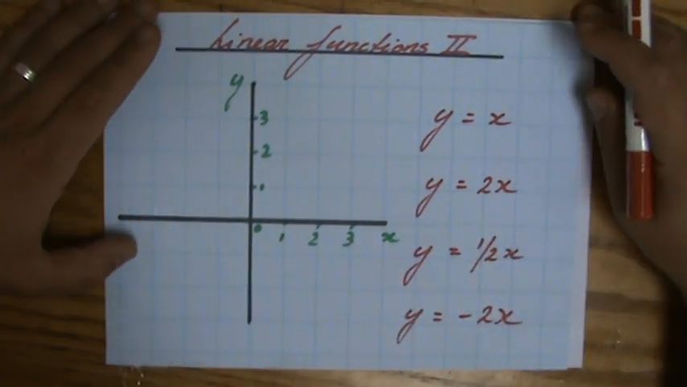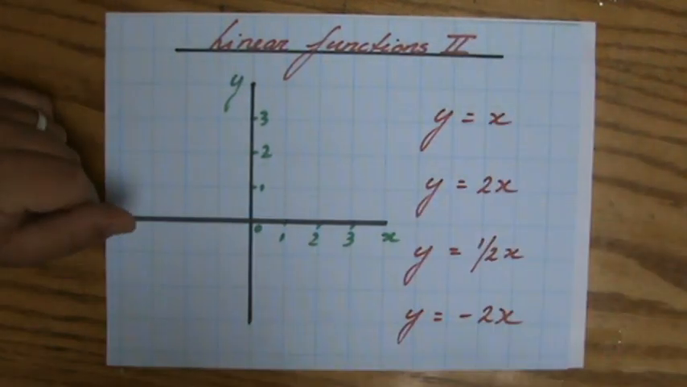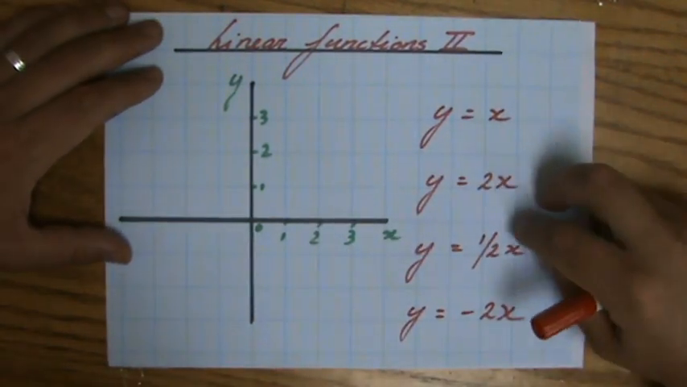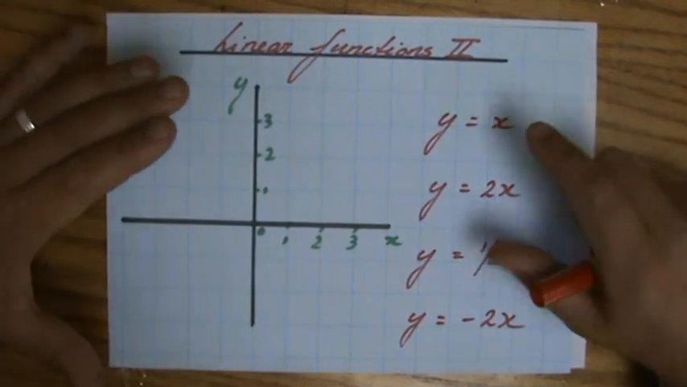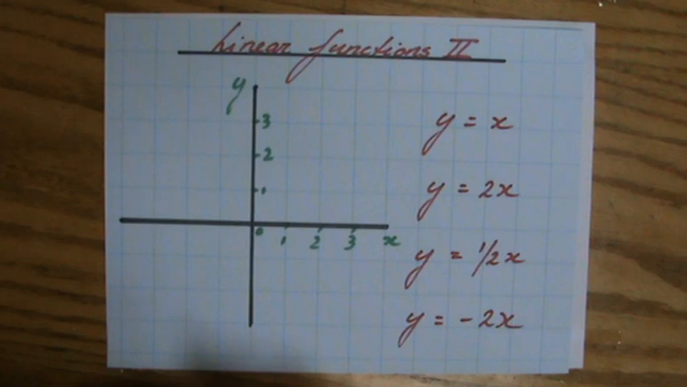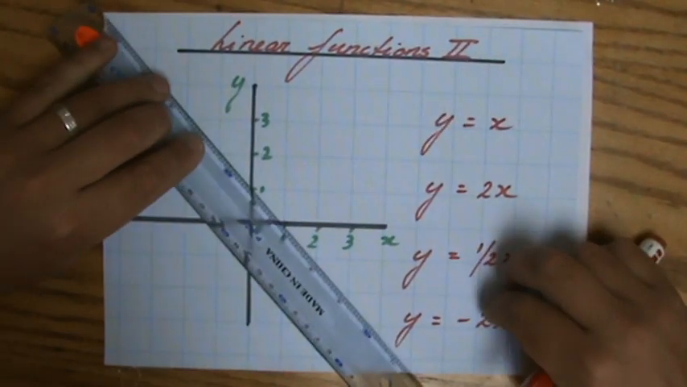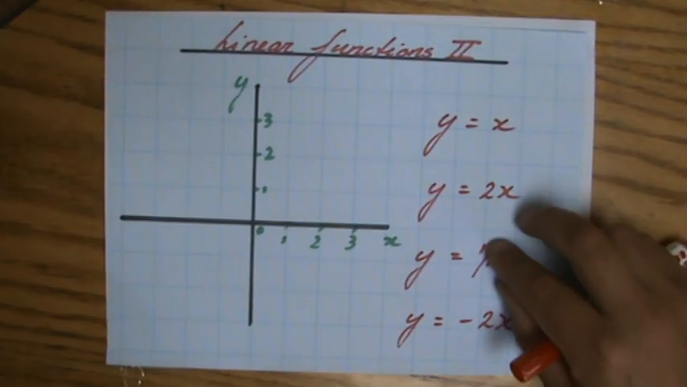So we are graphing linear functions where the highest power of x is 1. So it's just an x, not x squared, not x cubed, just x to the power 1. And we realize that if we graph a linear function, we are always going to get a line, a straight line if you like.